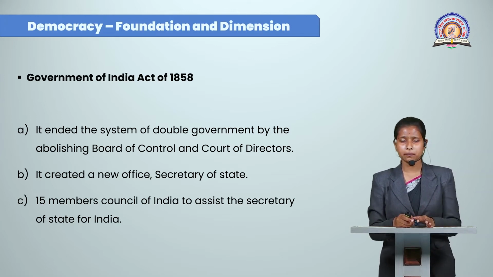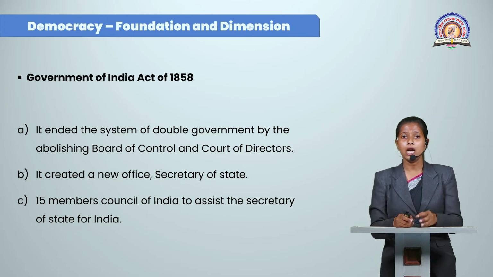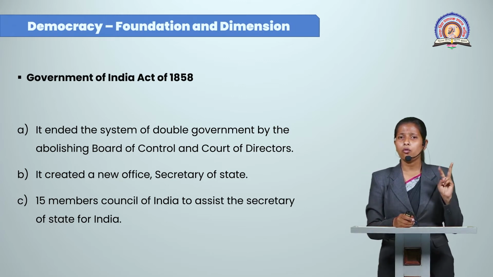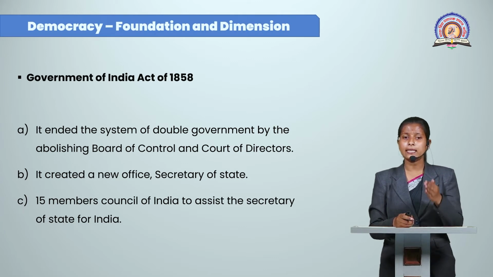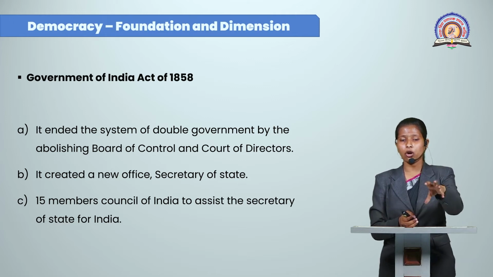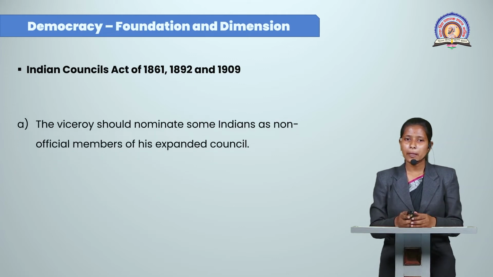the Secretary of State for India. Now two designations were formed. The first was the Viceroy of India, and the second was the Secretary of State. After that, a 15-member council was formed to assist the Secretary of State for India. So here also the government was formed of 15 members, who were assisting the Secretary of State for India. After that, three main acts were passed.